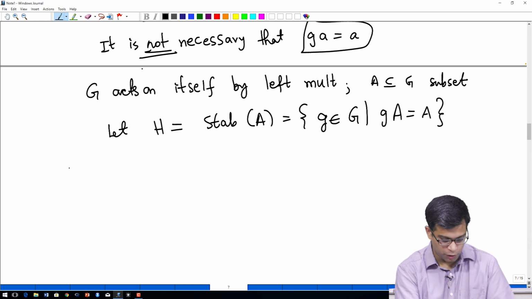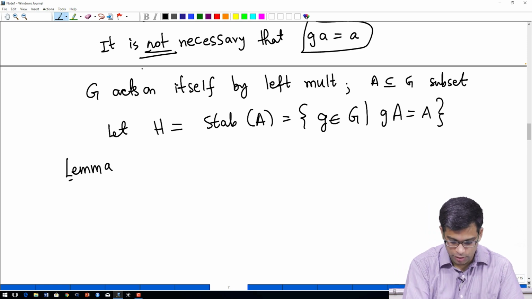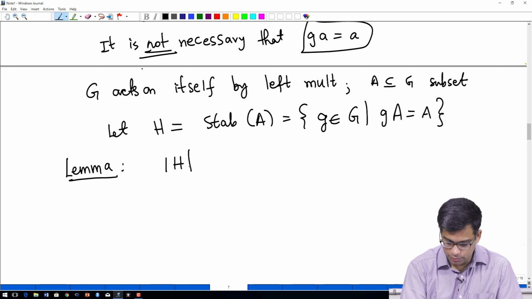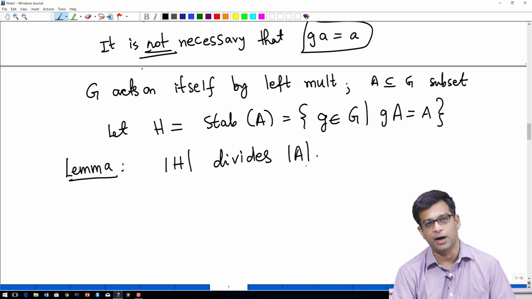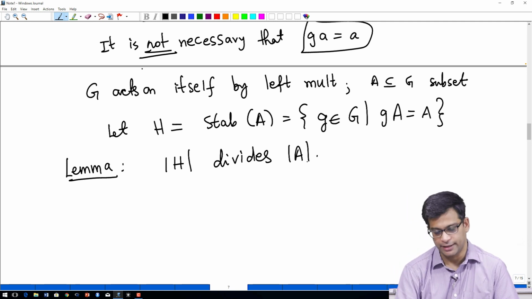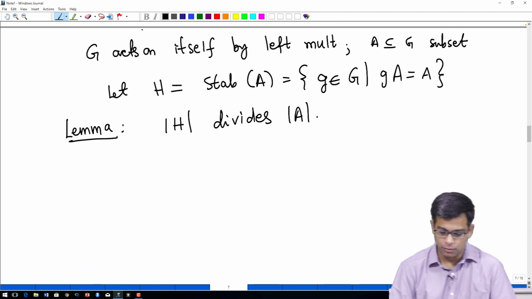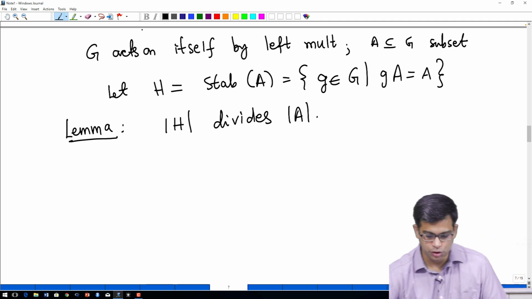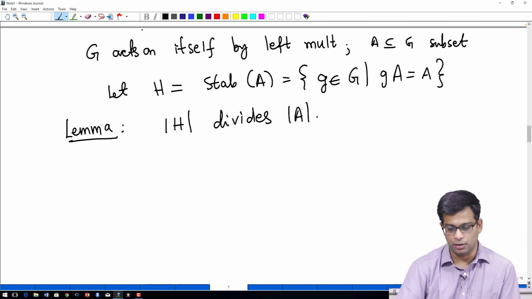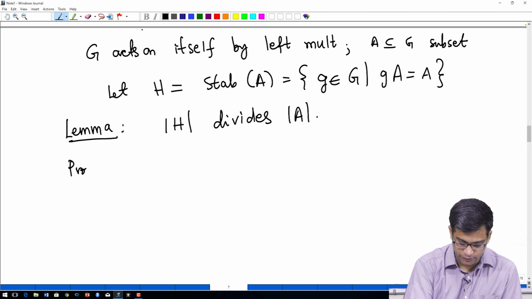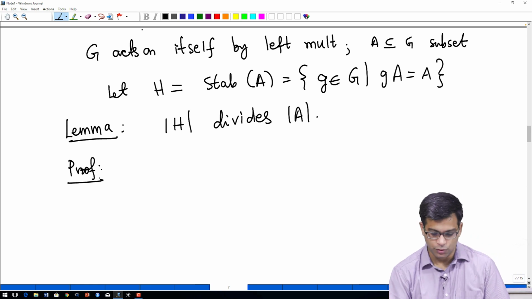I am going to prove a small lemma here which I will use later. So the lemma is: the order of H divides the order of A. Whenever I use these vertical bars, I always mean the order of that set, meaning the number of elements of that set. Also I must tell you again that in all the videos from now on, G is a finite group. So we assume that G is a finite group. So what is the proof of this?